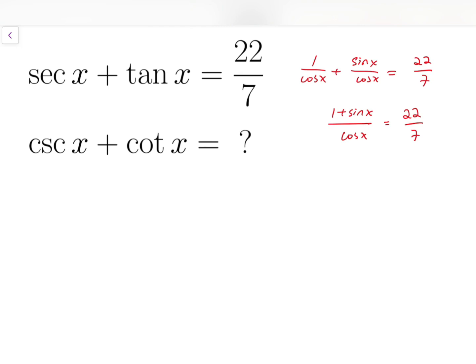At the same time, cosecant becomes 1 over sine, while cotangent is equal to cosine over sine. And so the left side of the second equation is equal to (1 plus cos) over sine.